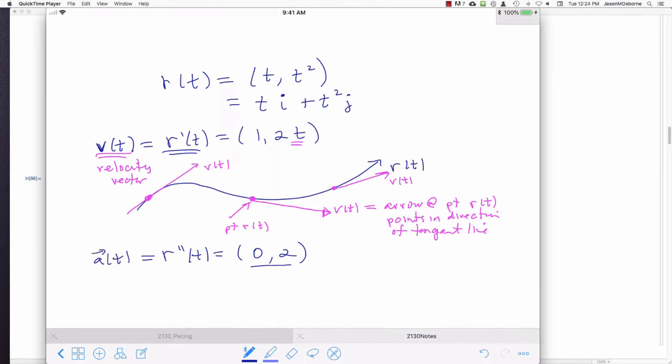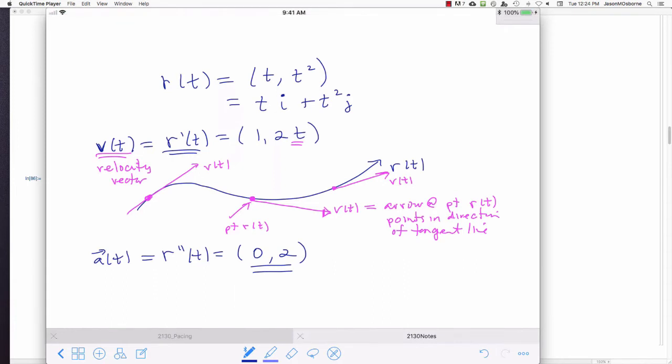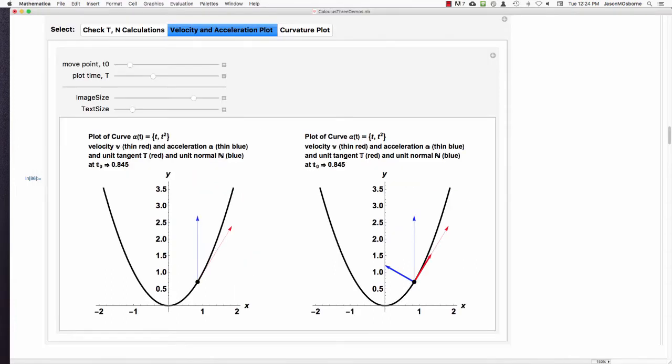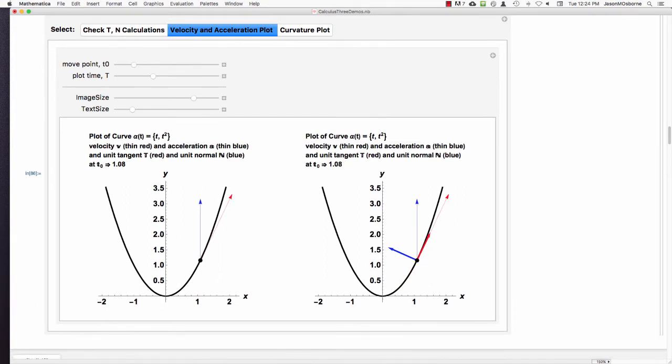Notice that its vector is 0, 2, which is why we were seeing in the graph that this vector doesn't have any t's in it, and it's always pointing in the y direction, which is what we are seeing here in the picture on the left. Look at the blue vector, and notice that it is always pointing up. It always has a length of 2. So no matter where you move along that curve, this blue vector, which is the acceleration, is pointing upward.